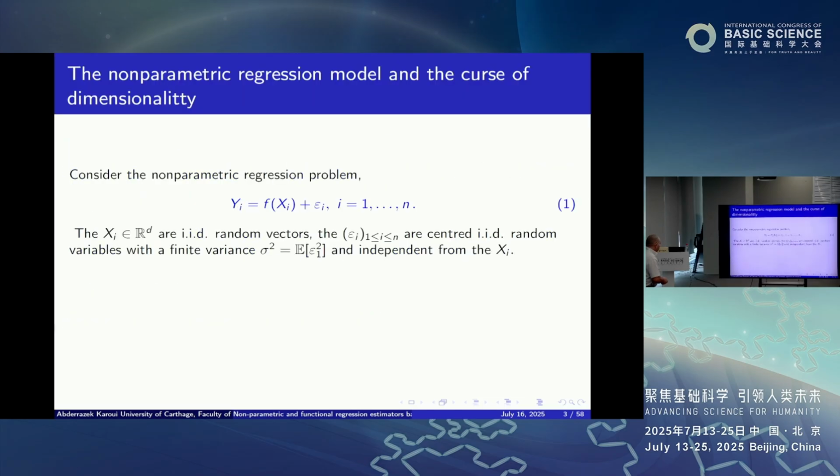So we consider the classical non-parametric regression problem. We have the response y_i equals f(x_i) plus epsilon_i, where the x_i are IID random vectors and the epsilon_i are standard random variables, the noise, with variance sigma squared. They are independent from the x_i. The x_i are to be thought of as random samples.